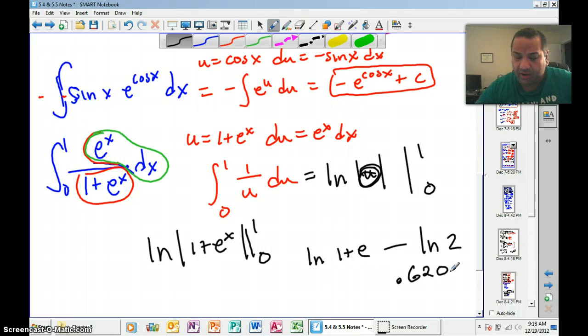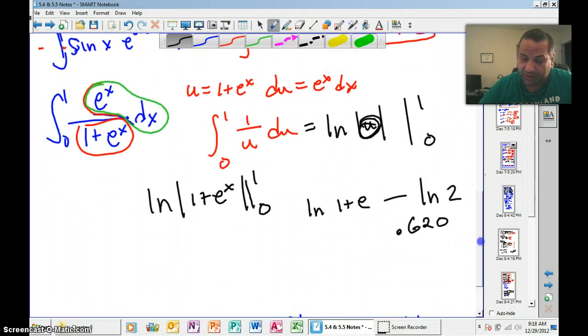I bet you're wondering what if I did change those limits of integration. Maybe you're not wondering that at all. But if I did, this would be 1 plus e, and if I plug in 0 into here, would be 2. So when I did ln of u, I would have 1 plus e to put in, which would be this, and then I would have 2 down here, which would be this. So it works out. Yes!